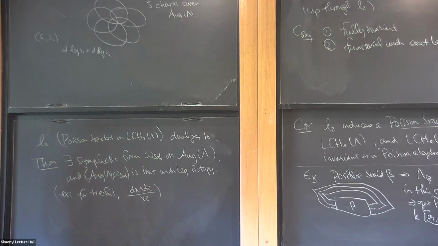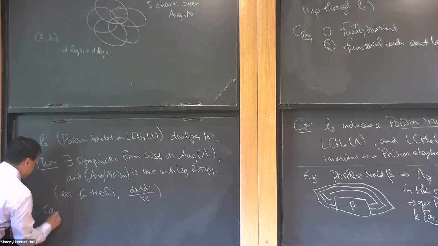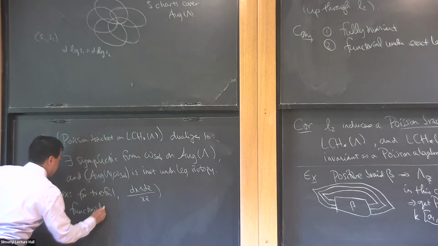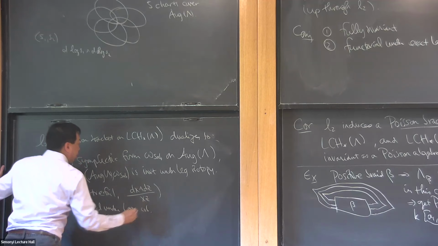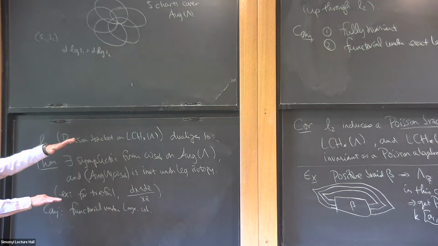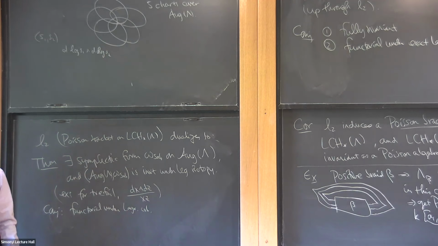We know that that's invariant, but the conjecture, and I'll just stop here after this, is that this is functorial again under exact Lagrangian cobordisms. So if I have a cobordism between lambda plus and lambda minus, then you get an actual symplectic map between the augmentation varieties of the two things. Not completely sure what this is good for yet, but it seems sort of intriguing.